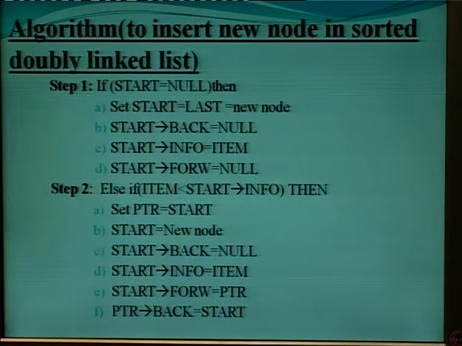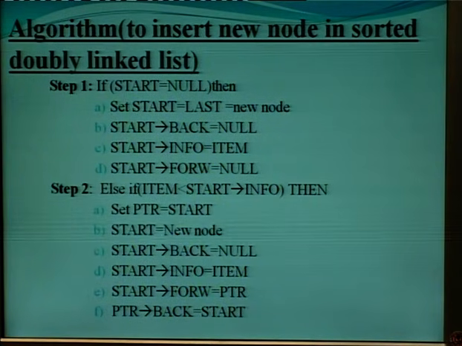Then start forward is equal to pointer, and back is set, and the information field gets the item. If item is less than start information, the first pointer points to the first node. If the element we are going to insert is less than the information, then we perform these operations, which means it can be added before that.